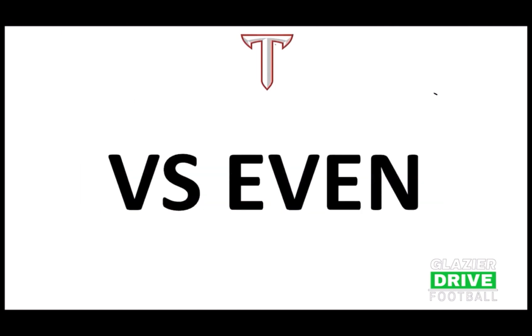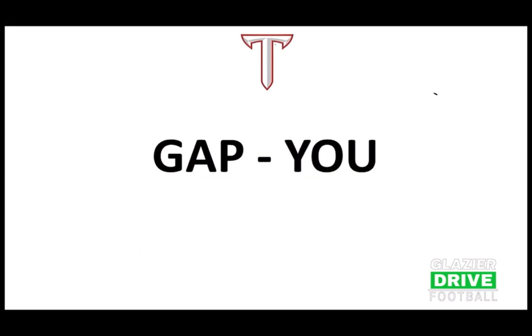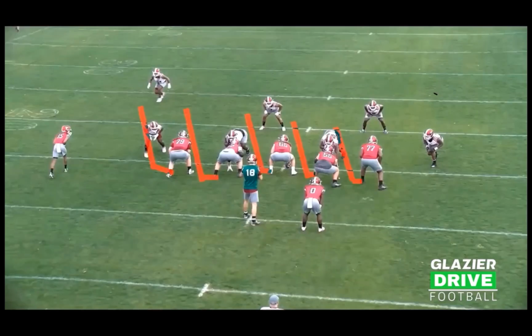So versus an even front, the concept we use is Gucci, Gucci. The G stands for gap, both U and the ball. The U is for uncovered, the C is for covered. So whether you're uncovered with nobody in your gap or you're covered with somebody in your gap. The second C is for cluster, who it is that you're working with if you are working with anybody, and the I is for ID as far as which linebacker the center is working to.